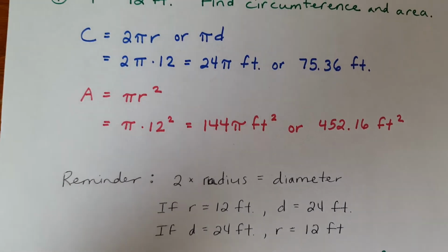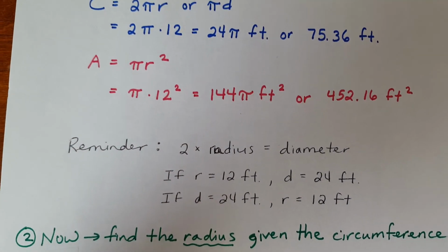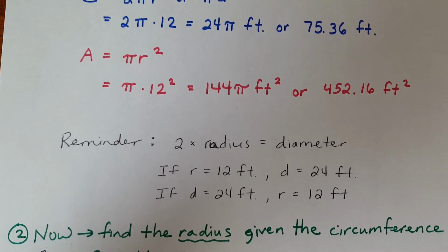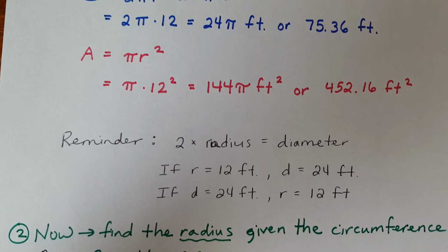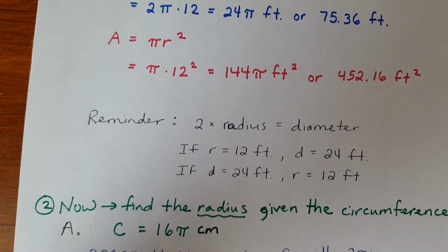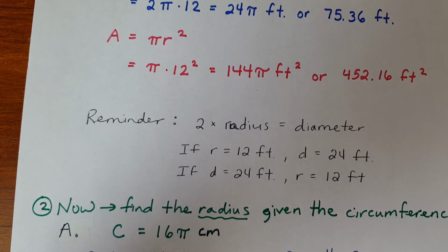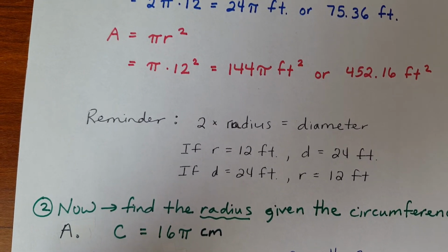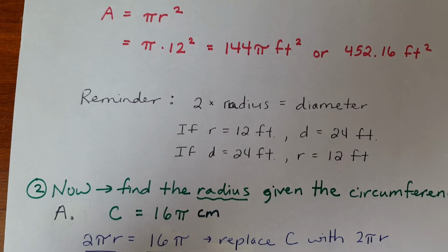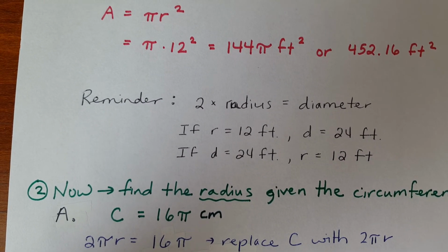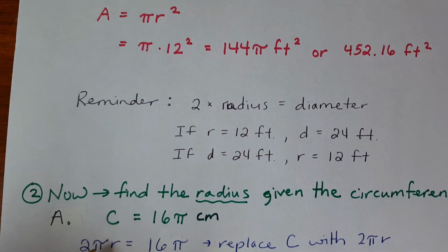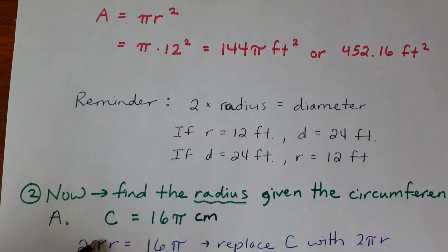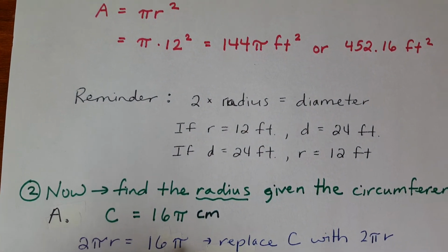Now let's move to some things that were not in the first video. Let's find the radius if we're given the circumference. It's kind of like going backwards. So let's say that the circumference is 16 pi centimeters. The first thing I'm going to do is substitute, instead of c, I'm going to write 2 pi r, which of course is the formula for circumference. That's over on the left side. 16 pi, I'm just going to leave the same.